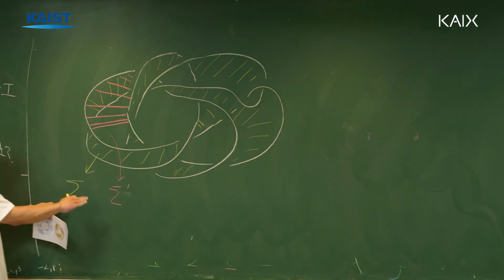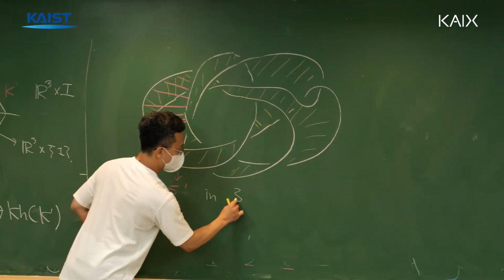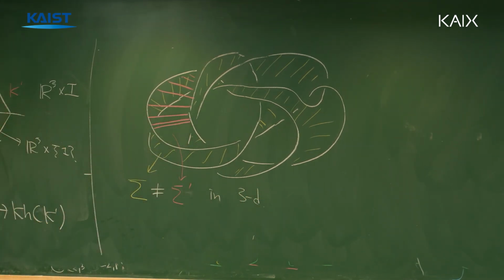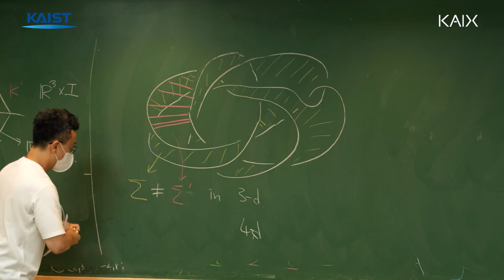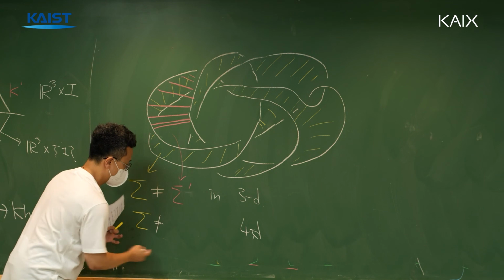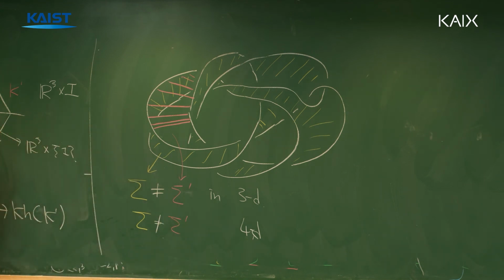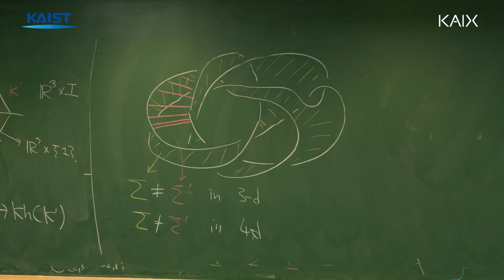Inside three-dimensional space, it was easy to see that those two are different. The question of whether these two surfaces are different in four dimensions remained open for a long time, but it was recently solved by using Khovanov homology, and I want to end my lectures here. Thank you.